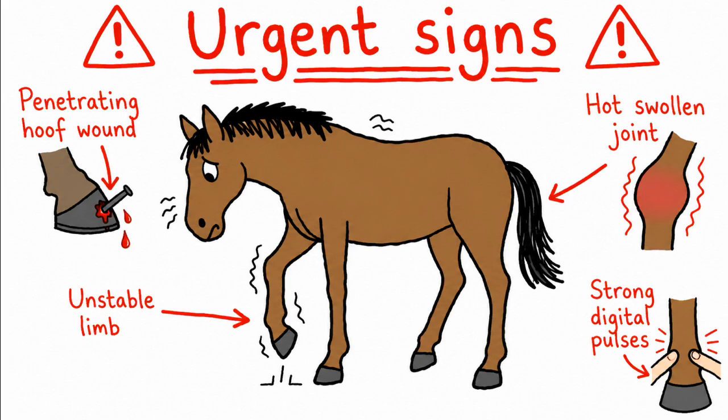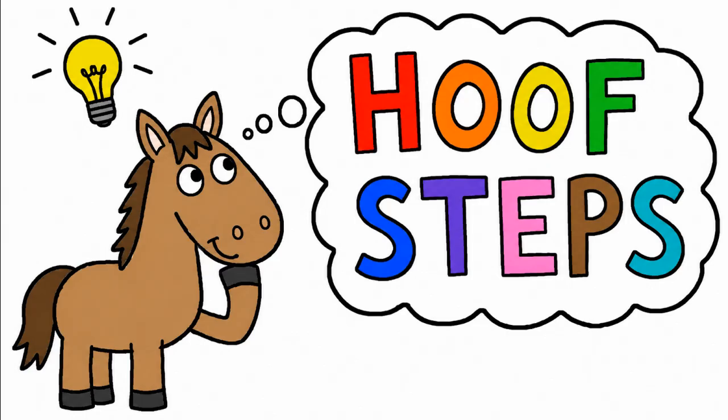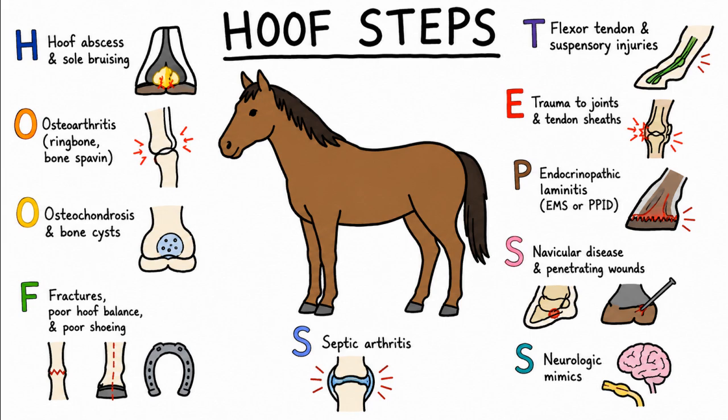Sudden non-weight-bearing lameness, a penetrating foot wound, an unstable limb, a hot swollen joint, or strong digital pulses is urgent. A useful mnemonic is hoof steps. It recalls hoof abscesses and sole bruising.